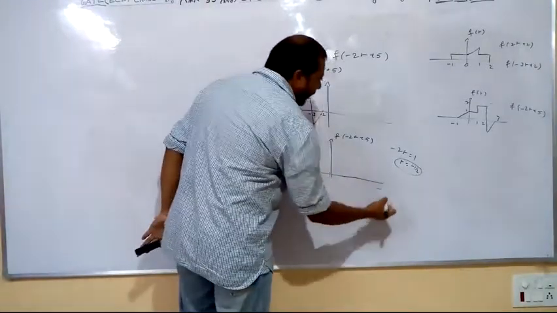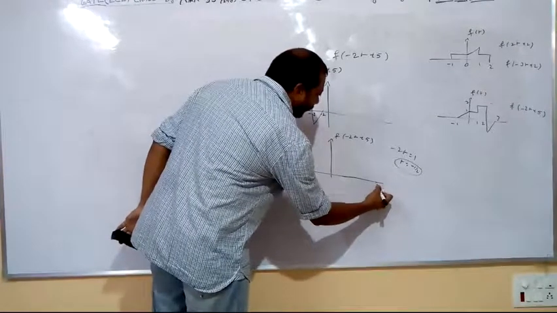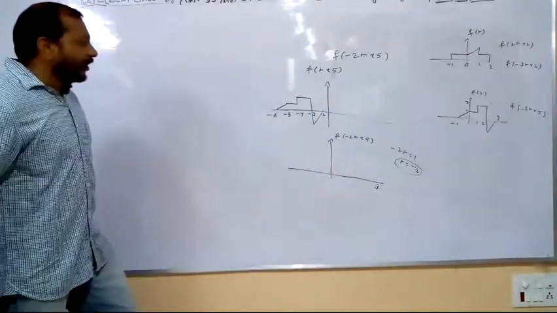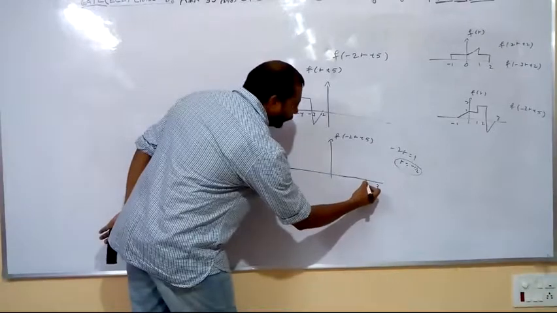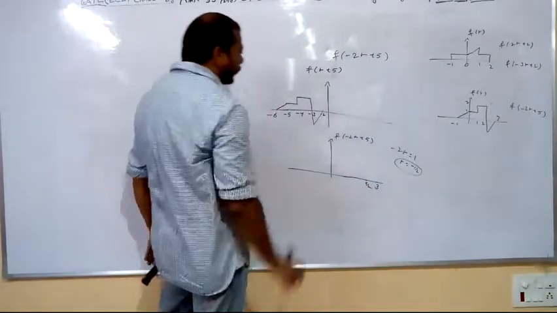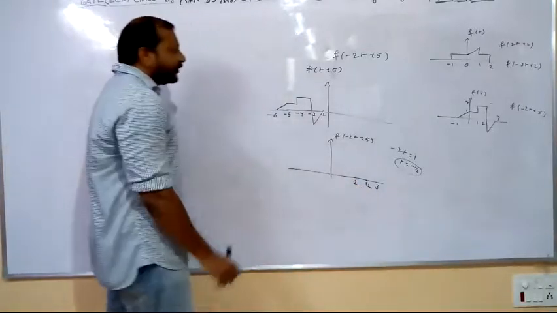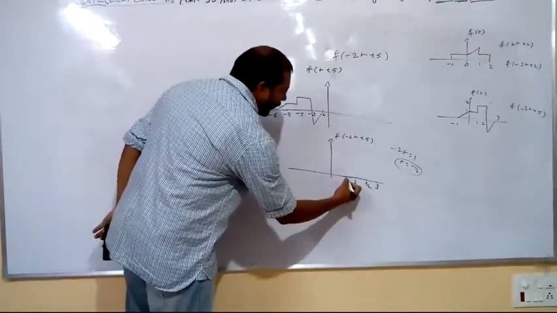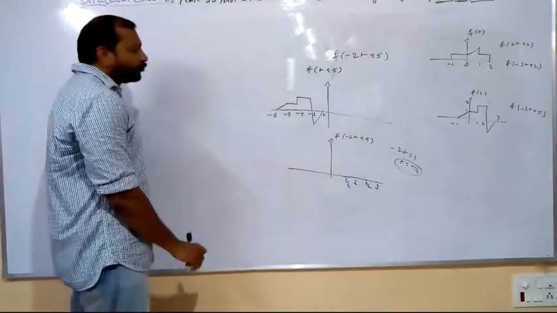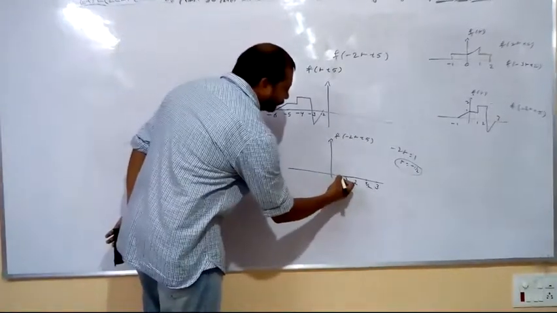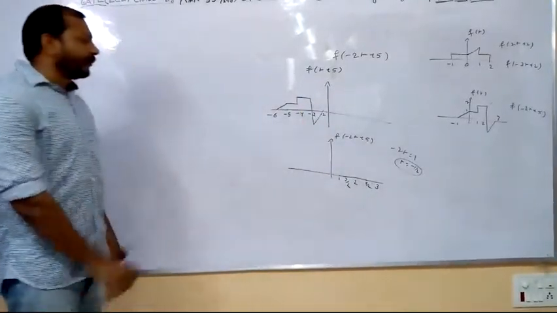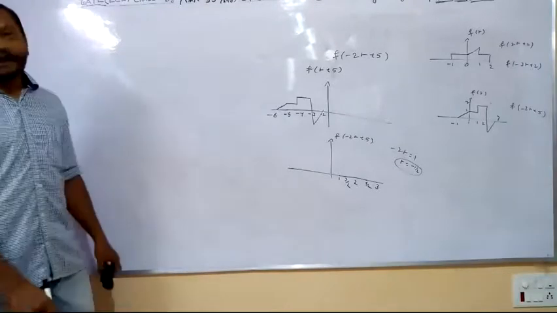So minus 6 into minus 1 by 2 will become 3. Minus 5 into minus 1 by 2 will become 5 by 2. Minus 4 into minus 1 by 2 will become 2. Minus 3 into minus 1 by 2 will become 3 by 2. And minus 2 into minus 1 by 2 will become 1. Then again draw the shapes.